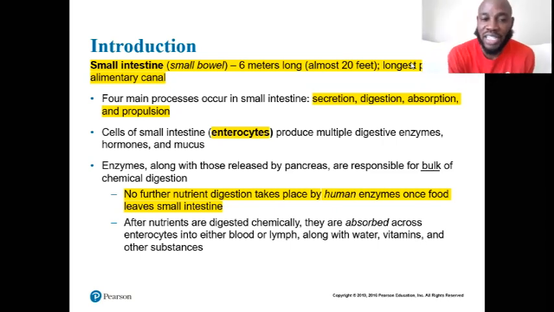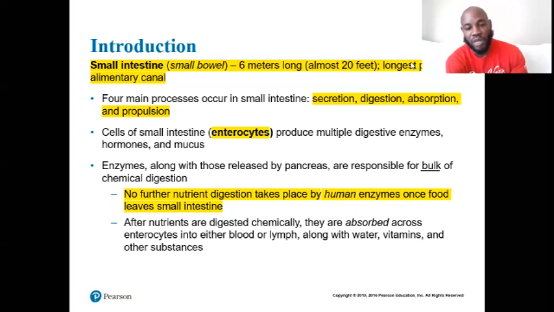So the cells of the small intestines are the enterocytes. You'll see this term, which produce multiple digestive enzymes, hormones, and mucus. Mucus normally is for some type of protection, right? Enzymes break down the food, hormones to allow certain processes to continue to happen. So enzymes, along with those released by the pancreas, we're going to see that the pancreas starts to get involved here. We're also going to see involvement from the liver coming up really soon.